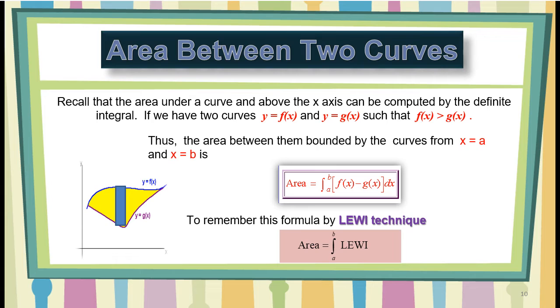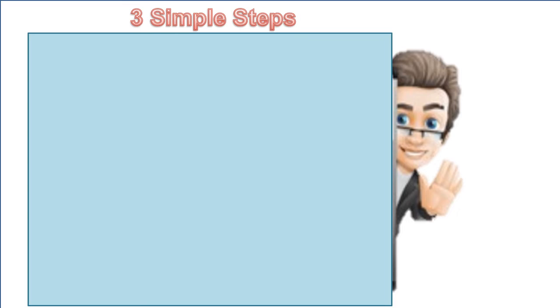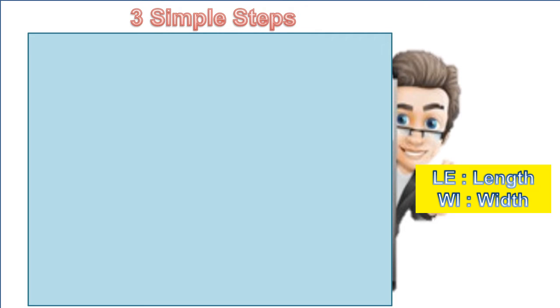How to remember these formulas easily? By using the LEWI technique. First of all, we assume that the area is always equal to the definite integral of LEWI. We do this with 3 simple steps. Before we proceed, let me introduce to you what LEWI means. For your information, Le is the length of the rectangle and Wi is the width of the rectangle.